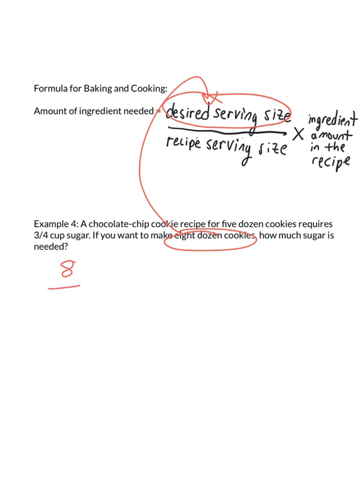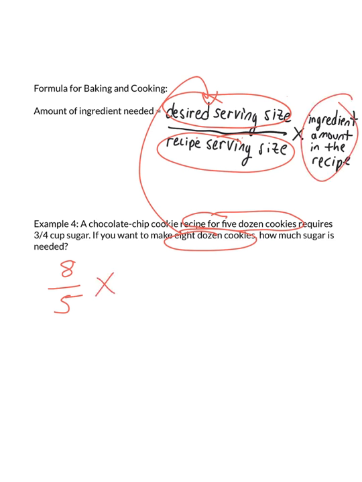So 8 is the desired serving size. The recipe serving size, how much the recipe is designed to make, is right here. Recipe for 5 dozen cookies. So 5 dozen is getting plugged into the denominator times the ingredient amount in the recipe. Well, the recipe calls for 3/4 cup of sugar. So I'm going to do 8/5 times 3/4.